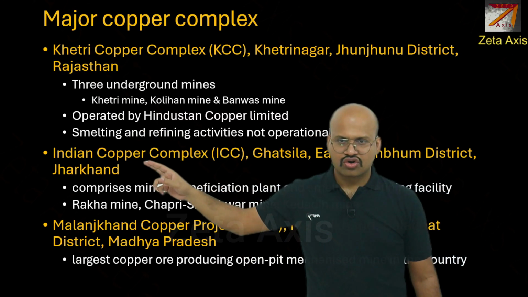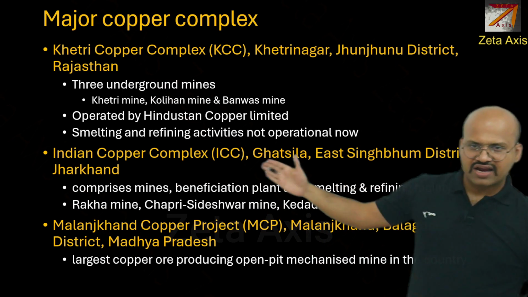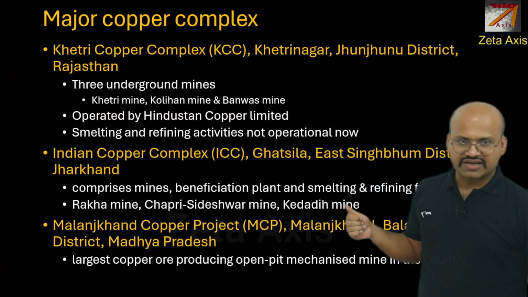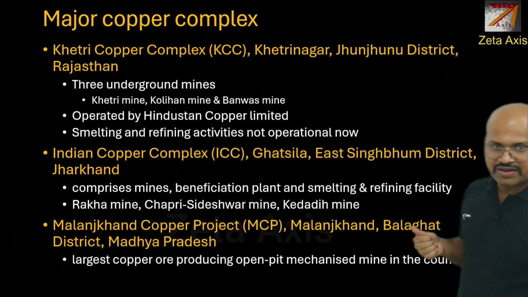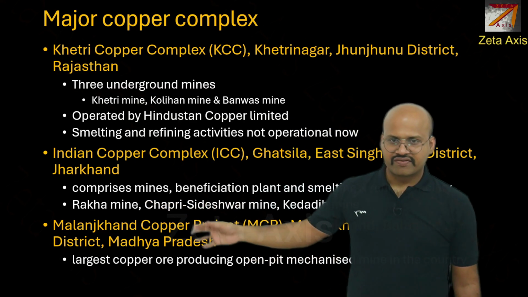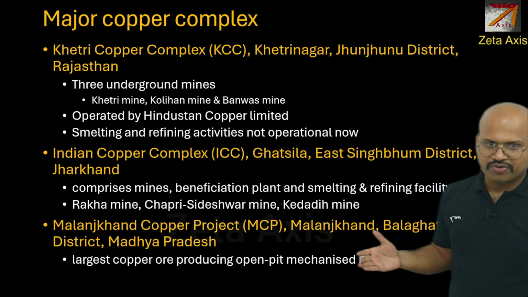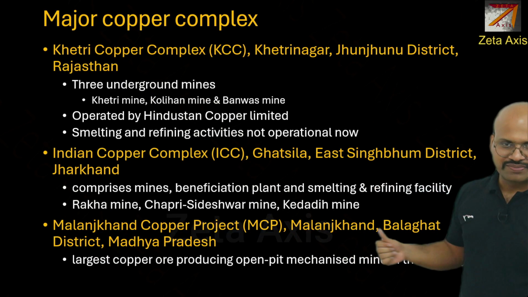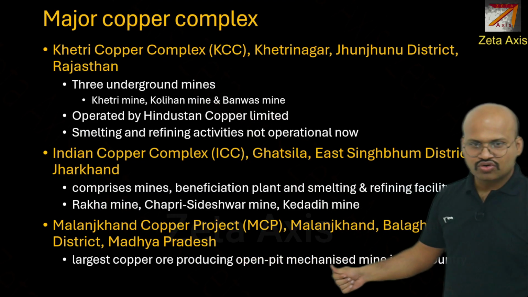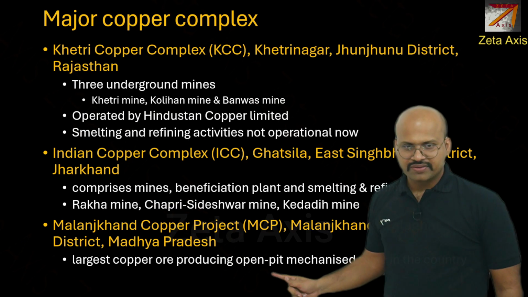Similarly, Indian Copper Complex at Ghatsila, East Singhbhum district in Jharkhand, also comprises mines, a beneficiation plant, and smelting and refinery facilities available here. These are the 3 mines which are located over here. Then we have Malajkhand copper project. Remember, this is the major copper ore producing region. It is located in Malajkhand, Balaghat district of Madhya Pradesh. It is the largest copper ore producing open pit mechanized mine in the country. Remember, it is an open pit mechanized mine.